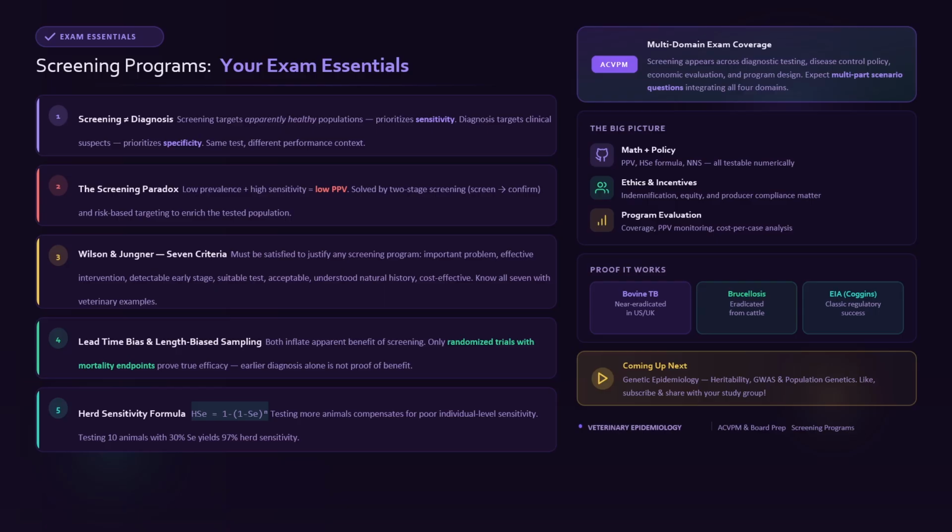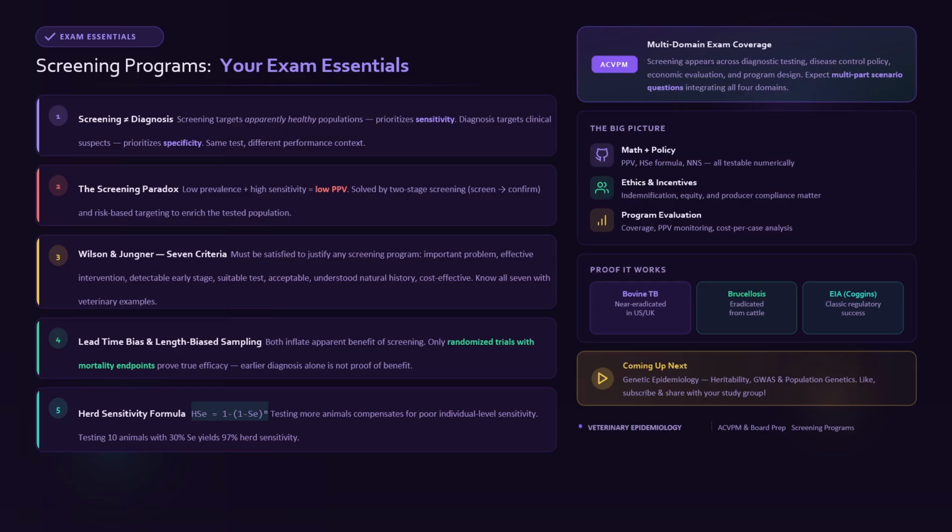Final checklist for the ACVPM exam tips. Screening equals healthy at-risk population. Diagnosis equals clinical signs present. PPV falls as prevalence falls. Always run the 2x2 table. Serial testing increases specificity, increases positive predictive value. Parallel testing increases sensitivity, increases negative predictive value.